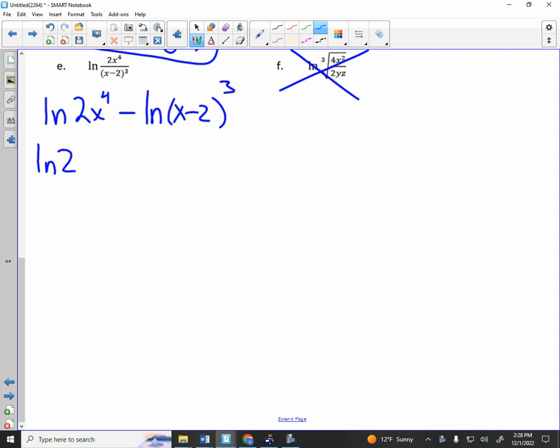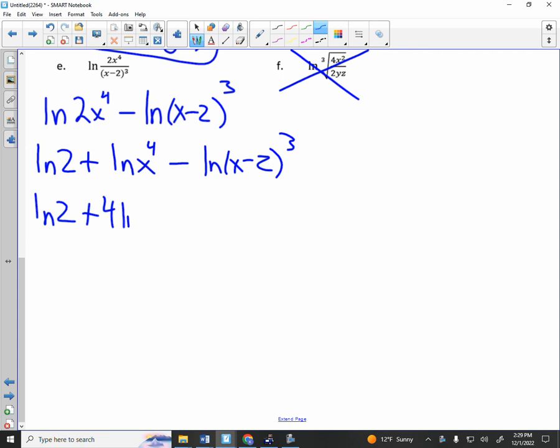Natural log of 2 plus the natural log of 4, x to the 4th, minus the natural log of x minus 2 to the 3rd. Now you can move the exponents out front. The natural log of 2 plus 4 natural log of x minus 3 natural log of x minus 2.